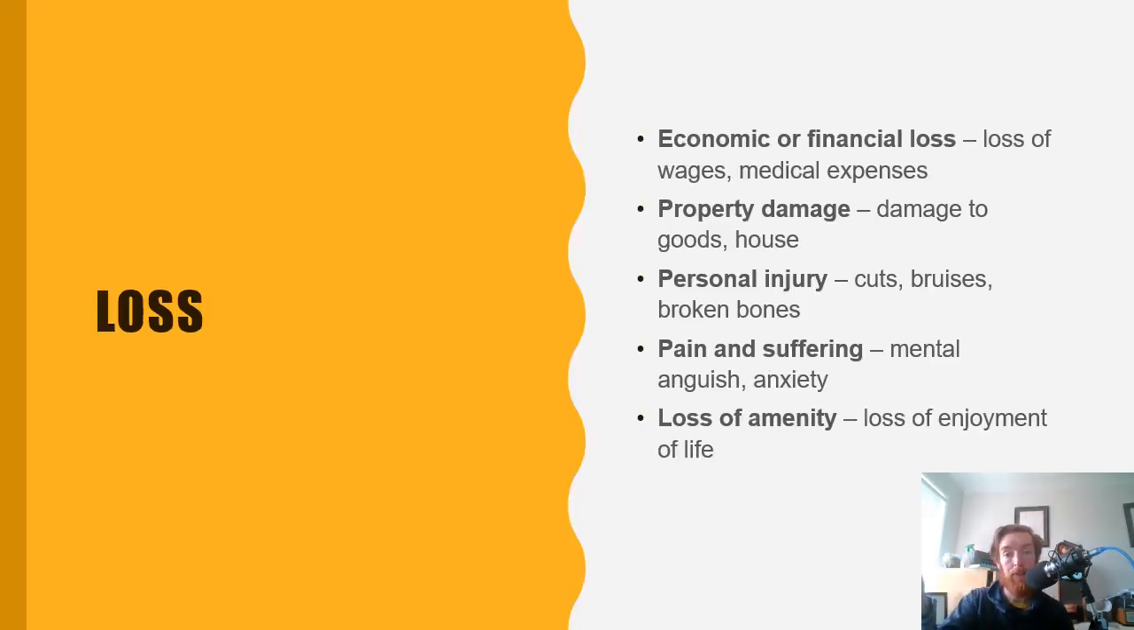Then there also needs to be some kind of loss. So there can be many different types of loss. There can be economic loss if you've lost wages or you have medical expenses. If there's property damage, if there's personal injury, if there's pain and suffering, or loss of amenities, so if you lose your enjoyment of life, these are all things that can come into account here.